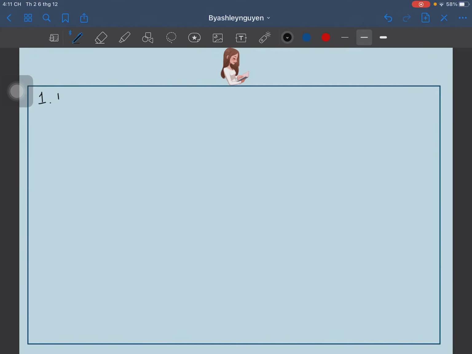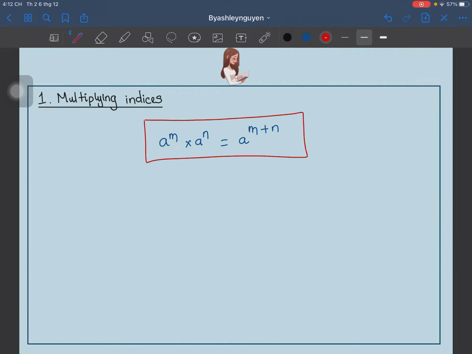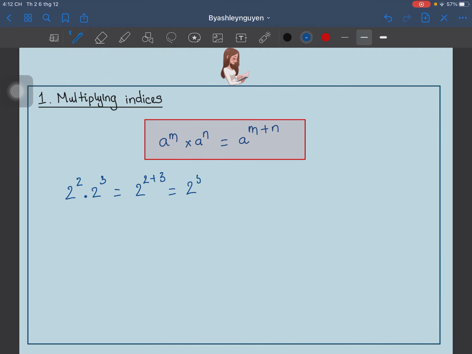About laws of indices. The first law is multiplying indices with the same base. The formula is a to the power of m times a to the power of n equals a to the power of m plus n. Here is an example: 2 squared times 2 cubed. They have the same base, so it equals 2 to the power 2 plus 3, which is 2 to the power 5.